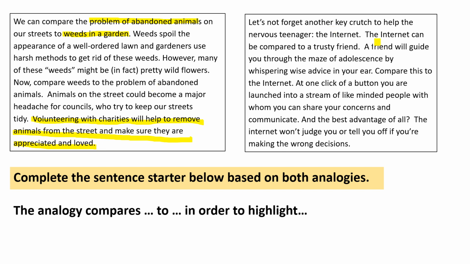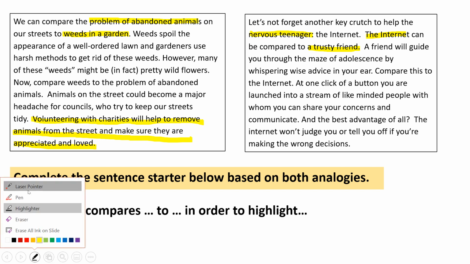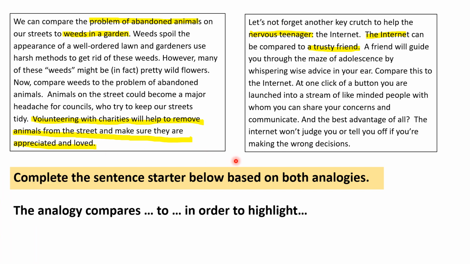And this one is comparing the internet to a trusty friend to highlight the benefits of the internet for nervous teenagers. Pause the video and make any purple pen corrections that you need to based on what I just said now. Okay, so we can see the analogies here.